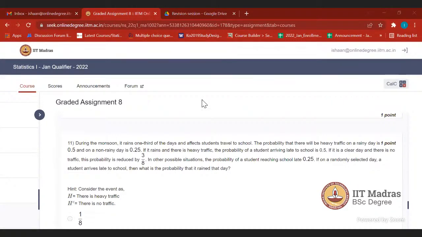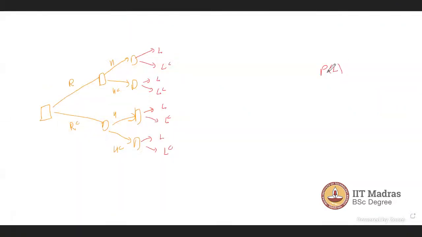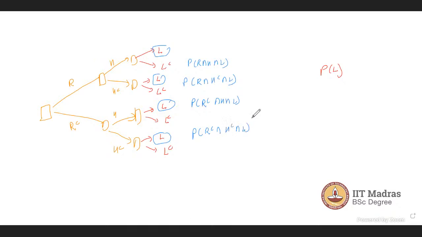First, find the probability that he is late for school, right? So what are the possibilities? This case, this case, this case, this case. You have to add all the 4 cases. Rain, heavy traffic, late. Rain, no heavy traffic, late. No rain, heavy traffic, late. No rain, no heavy traffic, late. These are the possibilities of being late. You can compute it. Simply add.